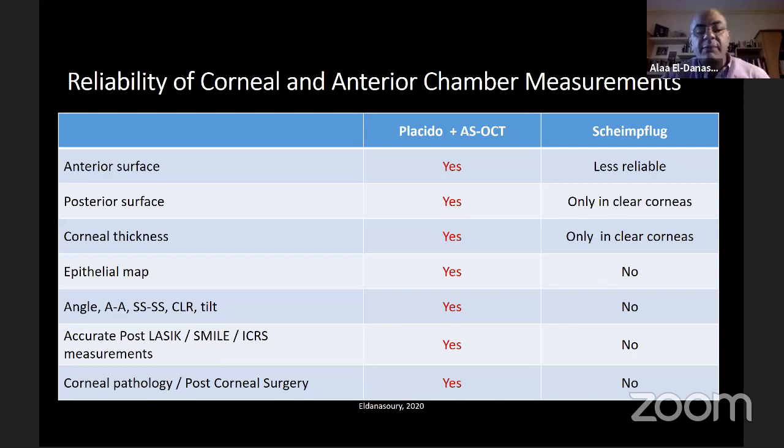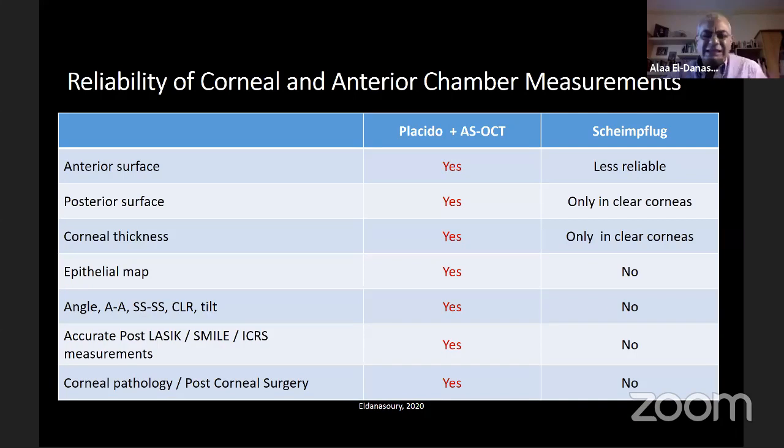It gives you the epithelial map, which has an important role in today's diagnosis. It gives you additional information, the angle to angle, the angle size, the spur, the crystalline lens rise, and the tilt of the anterior chamber IOL inside the eye. It gives you accurate measurement of the post-LASIK, post-SMILE, post-intracorneal ring segment measurement. And also it gives you a very good assessment of any corneal pathology or post-corneal surgery.